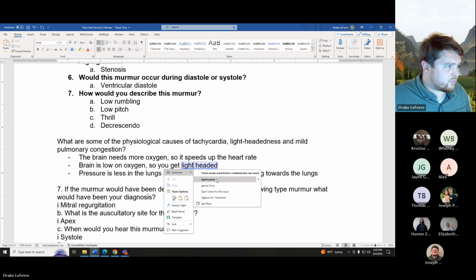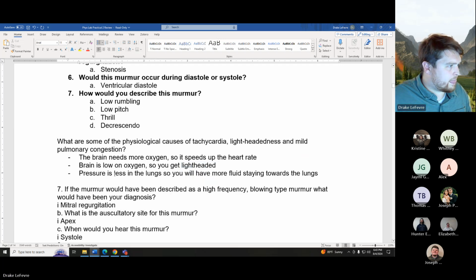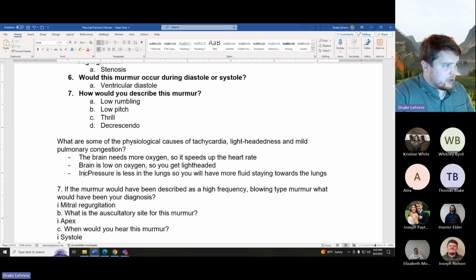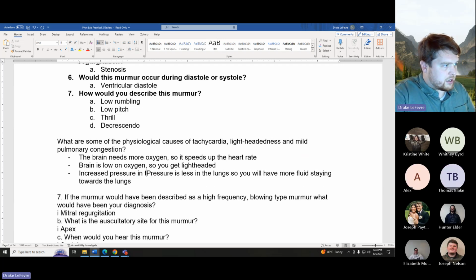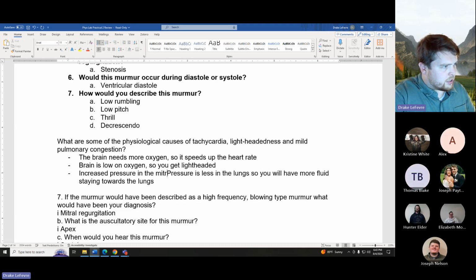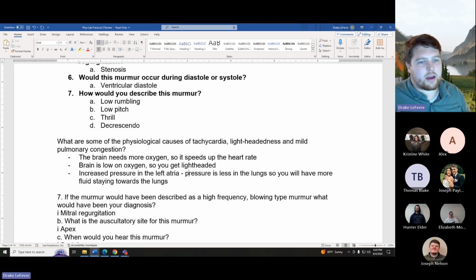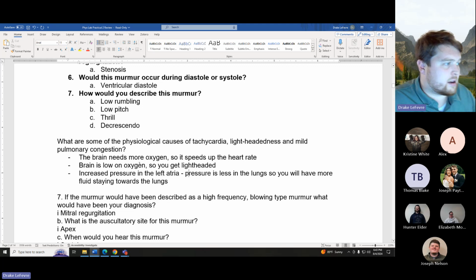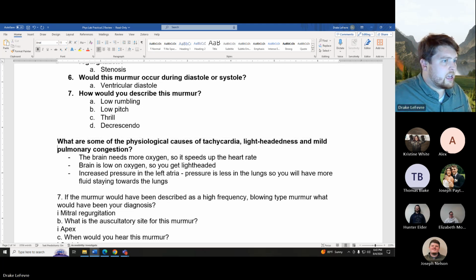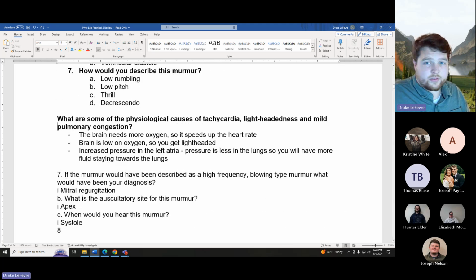Because you have that increased pressure in the left atria. The pressure is less in the lungs, so everything flows from high pressure to low pressure. Everything's going to go backwards. It's going to go back towards the lungs because the lungs have lower pressure than the mitral valve does currently. Any questions about the stuff that we've covered so far?